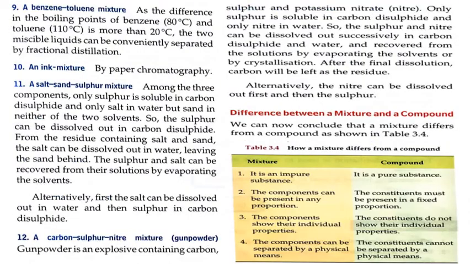So just go through these mixtures, and if you find any problem, please ask me. In the right side, the table of mixture and compound, the difference between them, is given. It is a very easy thing for you now because you have studied the whole chapter. So please go through this again and again, and if you find any problem in this chapter, please ask me.